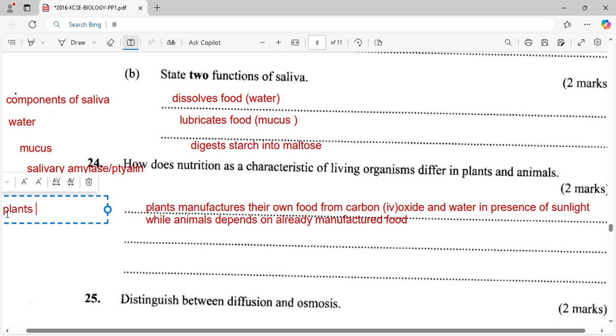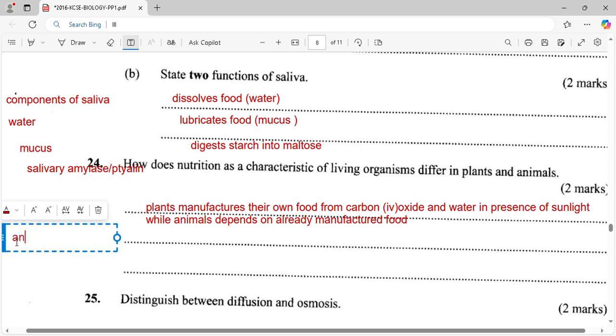In short, you can say that plants are usually called autotrophs. Why? Because they exhibit autotrophic mode of nutrition. That means they make their own food. But animals are called heterotrophs, because they exhibit heterotrophic mode of nutrition. That means they depend on already manufactured food.